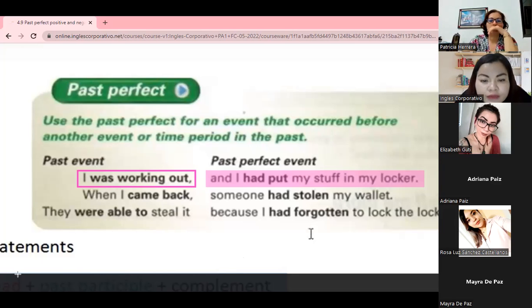Let's see here, we have a message. They have rented the house because the friend came from the US. Very good, that's right. You have two events. Because the friend came from the US, excellent. Then we have two things. Very good.